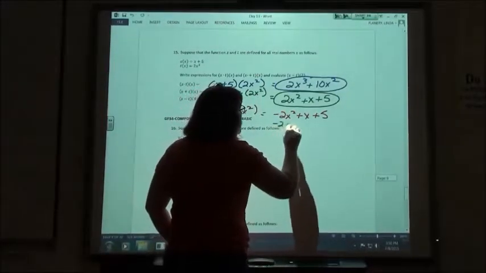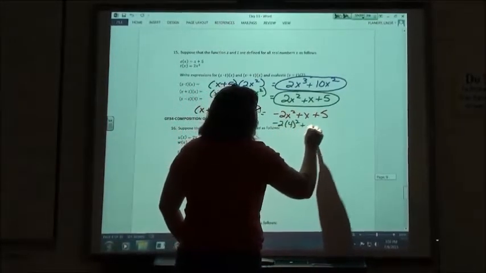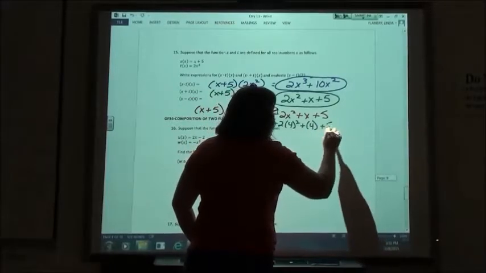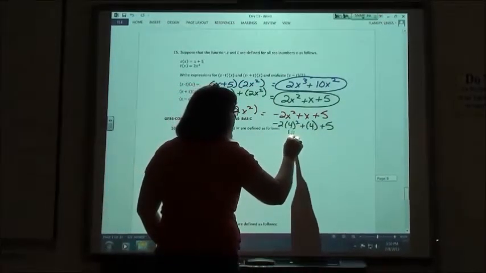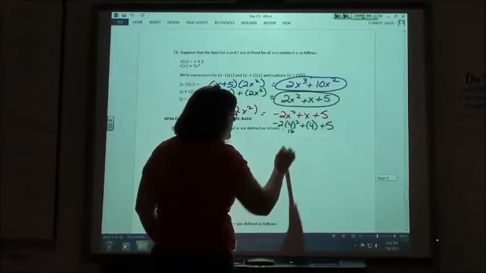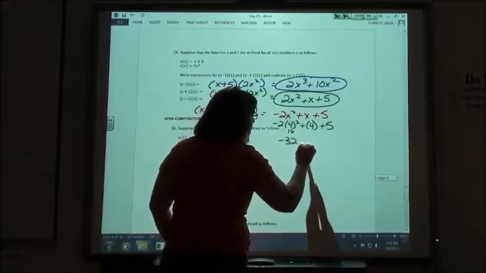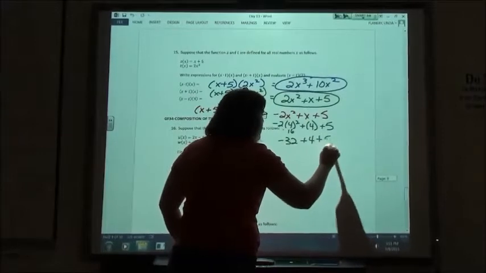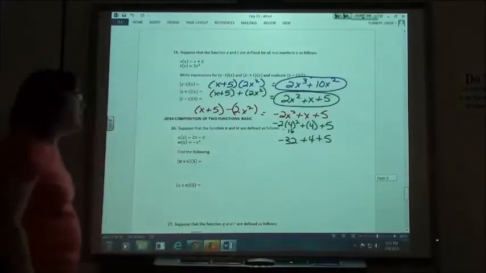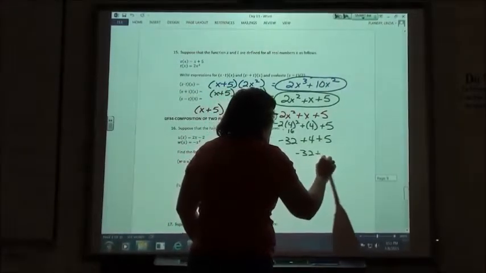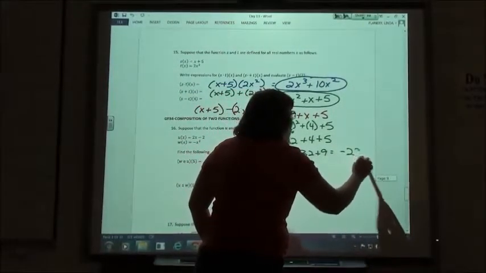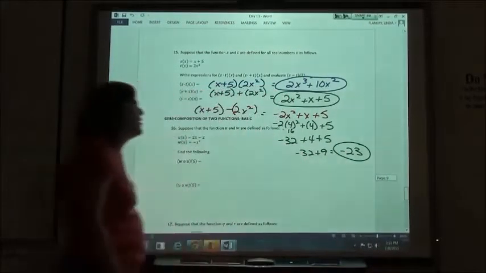So negative 2 times 4 squared plus 4 plus 5. 4 squared is 16. Negative 2 times 16 is negative 32. Plus 4 plus 5. So negative 32 plus 9 gives me negative 23 for my answer.